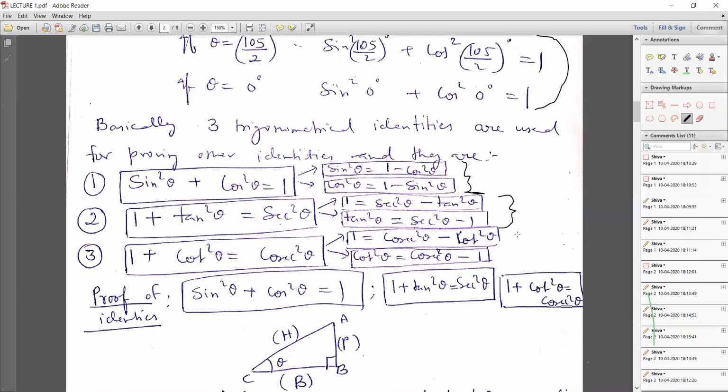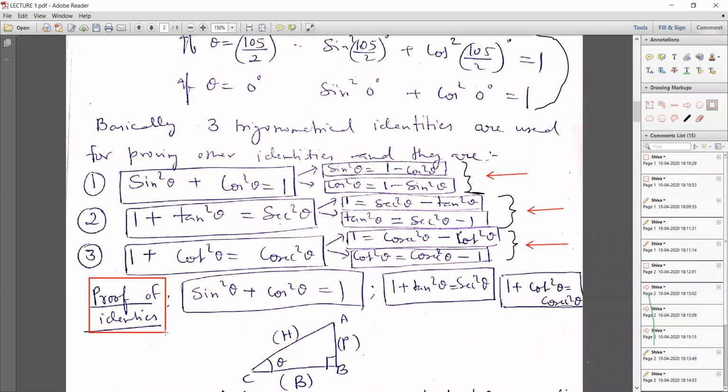And the 2 other results, sine square theta can also be written as 1 minus cos square theta. Cos square theta can be written as 1 minus sine square theta from the first identity. And similarly, in place of 1 plus tan square theta, you can write directly sec square theta, or in place of sec square theta, you can write 1 plus tan square theta. The 2 other results from this identity are 1 is equal to sec square theta minus tan square theta, or tan square theta is equal to sec square theta minus 1. These results are quite often used.